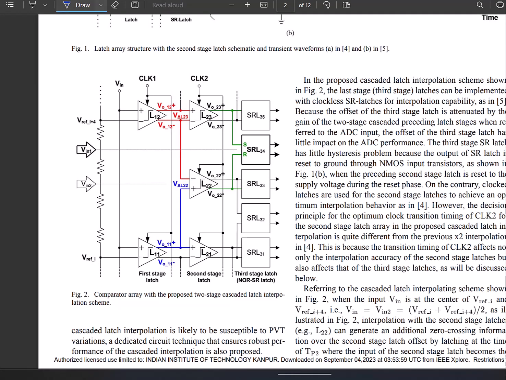So as I mentioned, let us say you have a cascade of two latches in the k and k plus 1 branch. You first have an interpolated latch and then have the SR latches here. So this way you can get a 4x interpolation. That is, along with the number of bits, let's say you get n bits from the flash. From here you can get 2 extra bits. So the resolution becomes n plus 2.